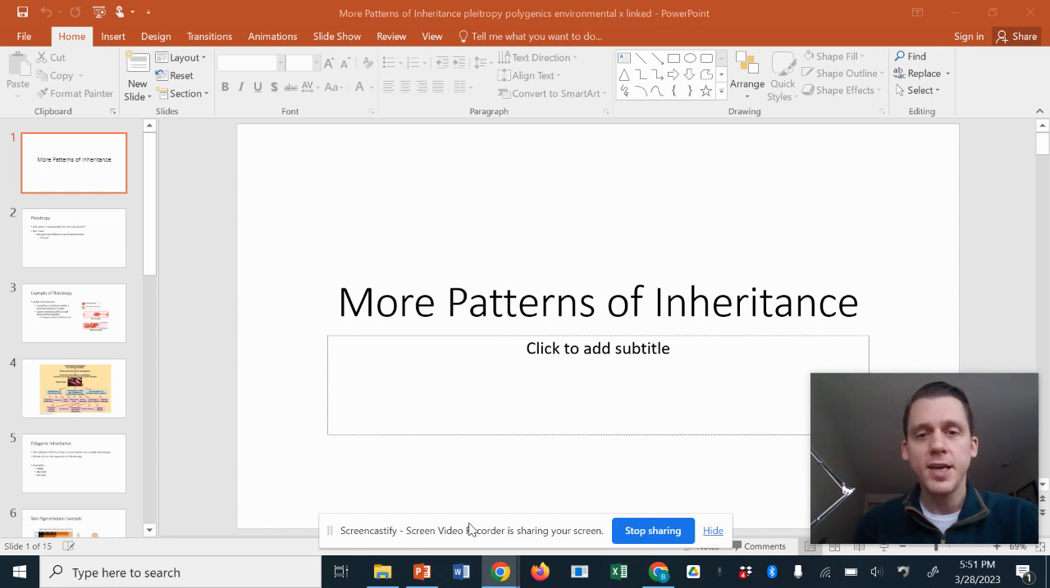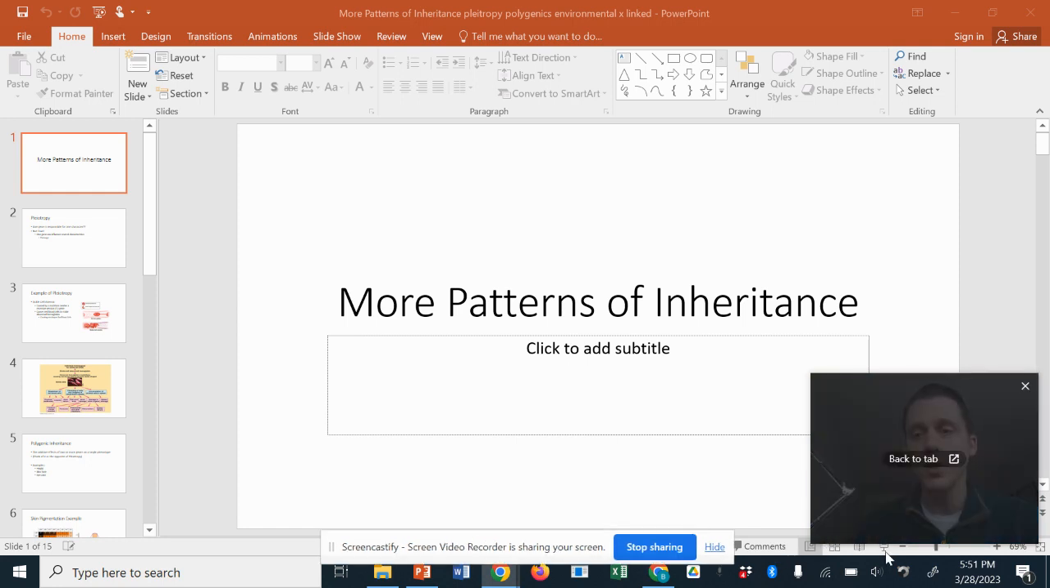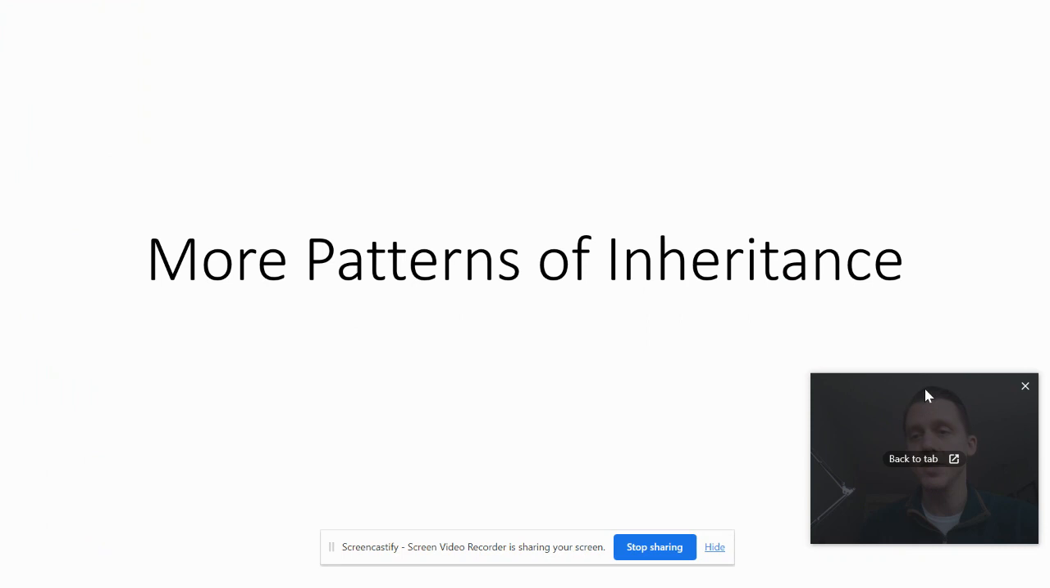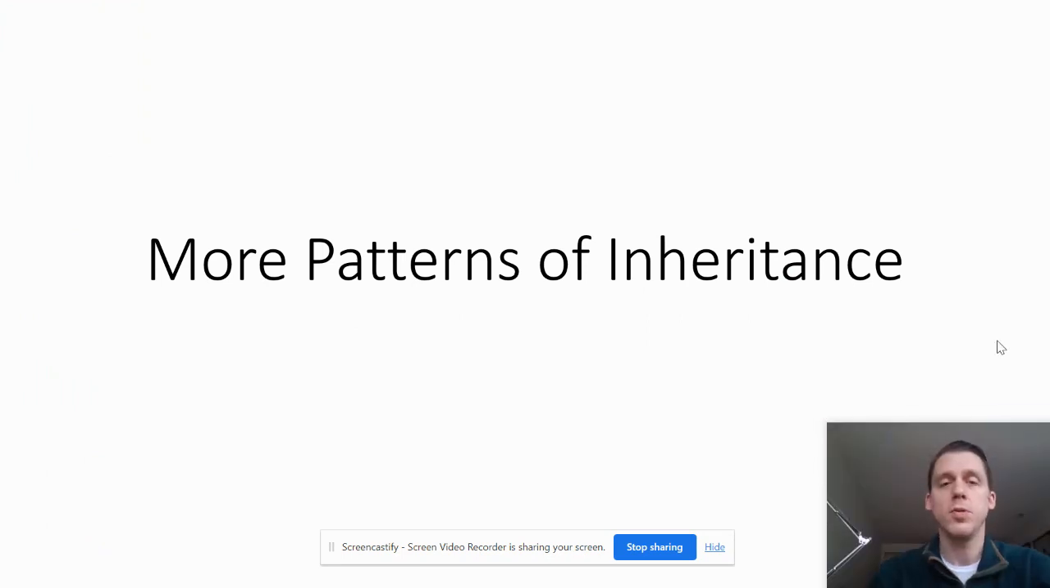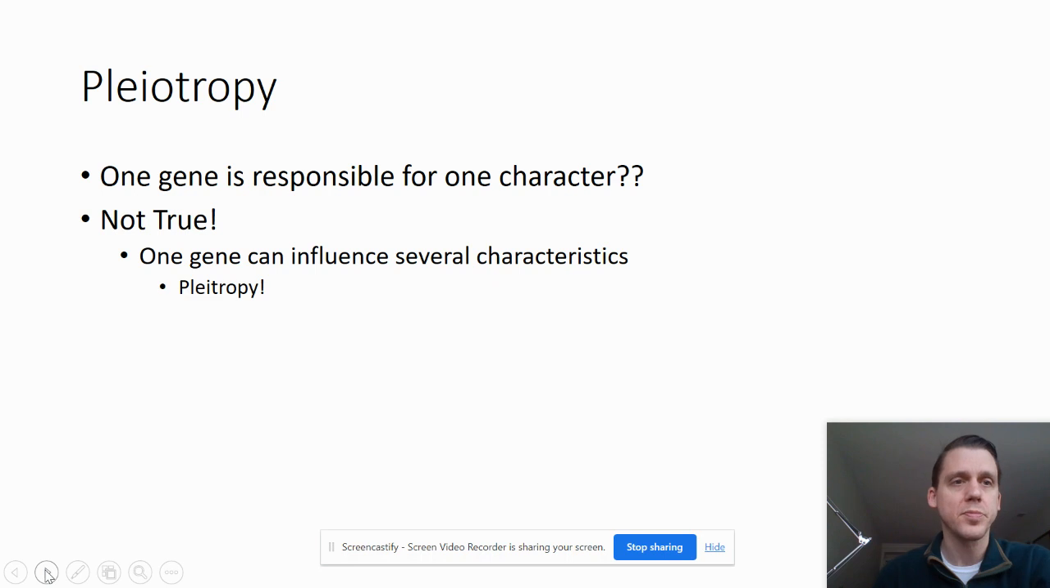Hi, everybody. Today we are going to be learning about other patterns of inheritance besides the ones we've learned: normal dominance, incomplete dominance, sex-linked genes. Today we're going to learn about some other patterns of inheritance besides those. One thing we are going to learn about is called pleiotropy.